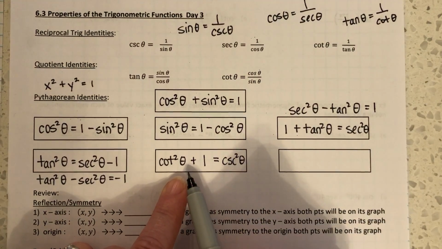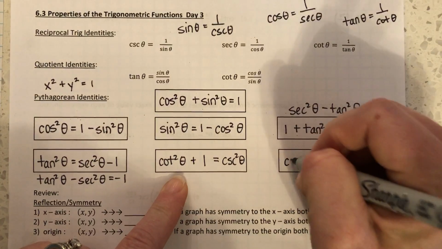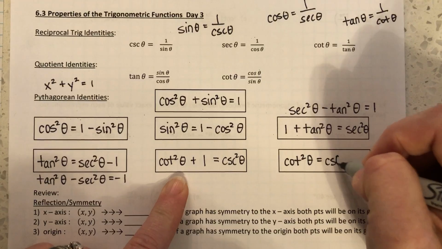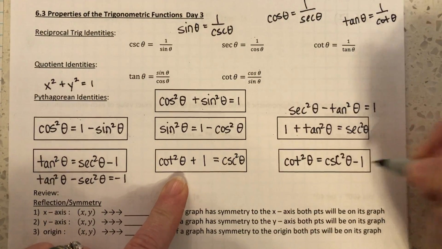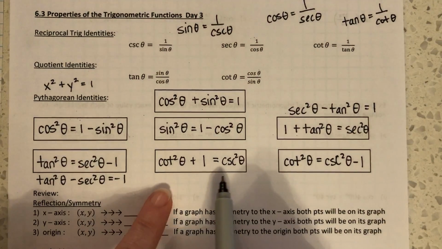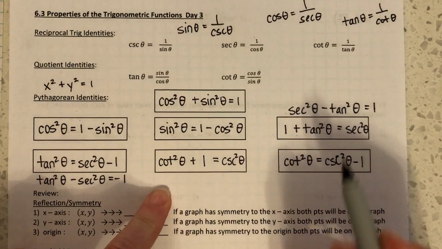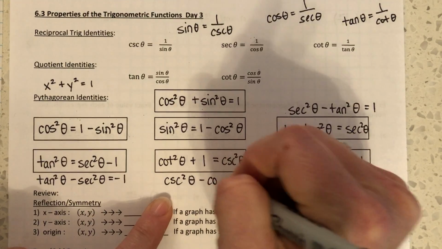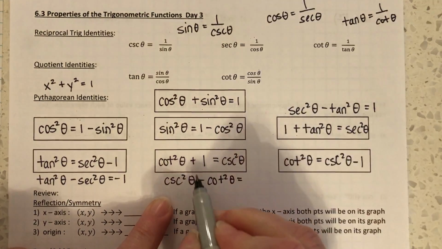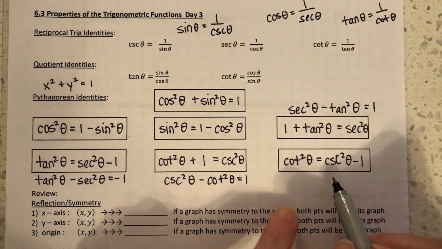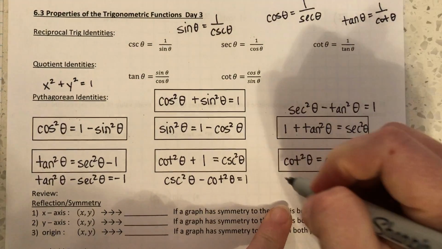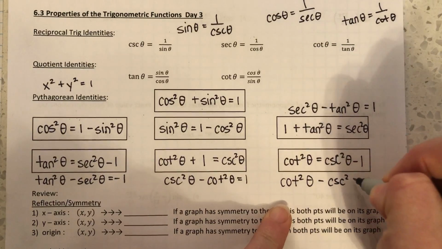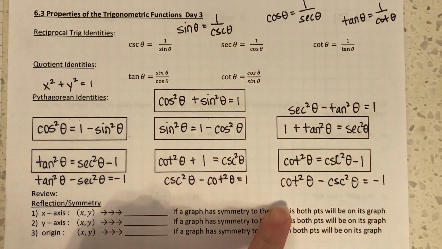I could get cotangent squared theta by itself just by minusing the 1 away. And then I would have cotangent squared theta equals cosecant squared theta minus 1. And then you could come over here and start playing around with these ones. I could minus cotangent squared theta to the other side, and I would end up with cosecant squared theta minus cotangent squared theta equals, the only thing left would be 1. And I come over here, I could minus cosecant squared theta back to this side, and I would have cotangent squared theta minus cosecant squared theta equals -1 would be the only thing left.